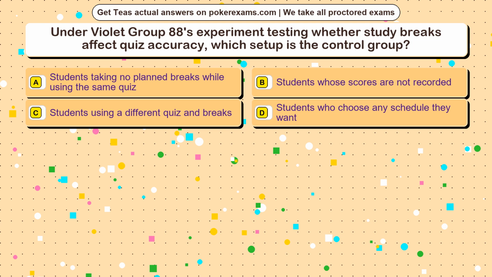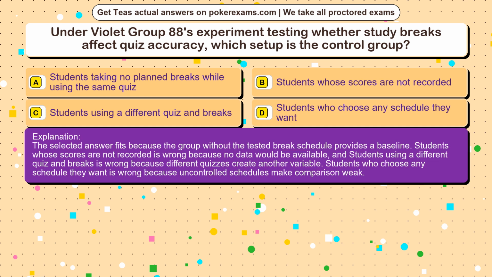The correct answer is option. The selected answer fits because the group without the tested break schedule provides a baseline. Students whose scores are not recorded is wrong because no data would be available, and students using a different quiz and breaks is wrong because different quizzes create another variable. Students who choose any schedule they want is wrong because uncontrolled schedules make comparison weak.